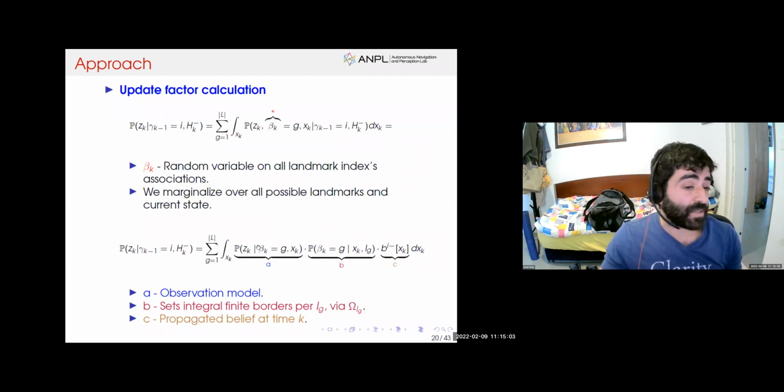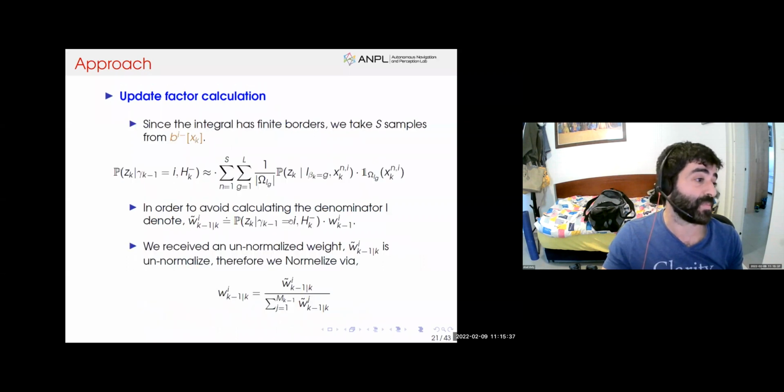After we commence chain rule and marginalization, we retrieve these three arguments. The first argument is one which we know, the observation model, the standard one. The second one is actually the probability of the J landmark to be viewed from the current robot's pose, which actually sets the finite borders of this integral. And the third section will be actually the propagated belief, which is noted here as C.